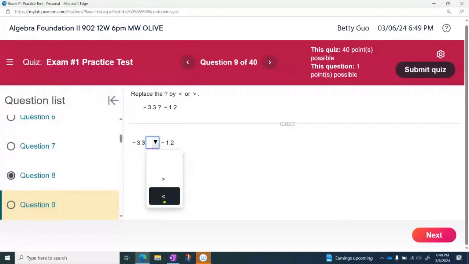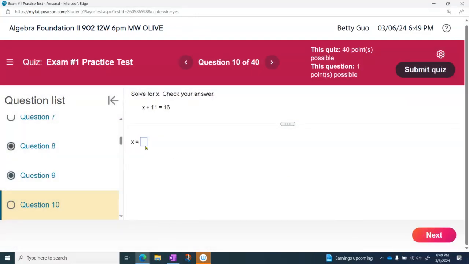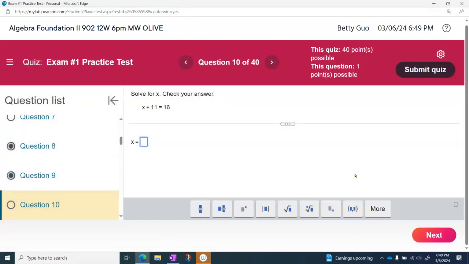This one is easy. Compare two negative numbers. The one with a smaller absolute value is bigger because it's closer to the origin. And this negative 3.3 is further away from the origin. So this kind of problem, I think, is pretty straightforward. Okay, tell me what's the answer.